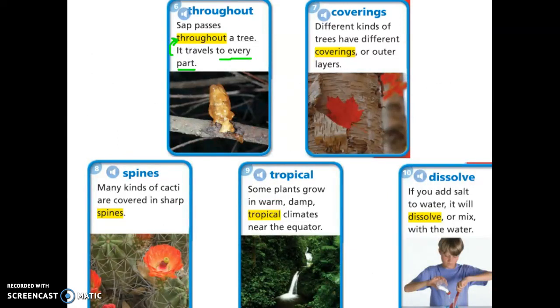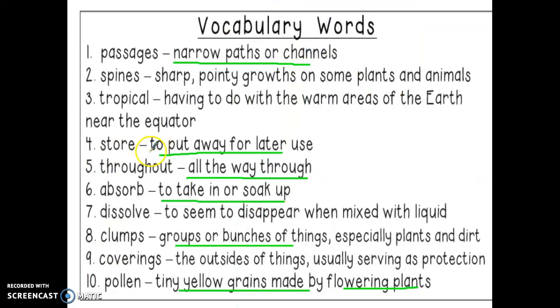Coverings. Different kinds of trees have different coverings or outer layers. Okay, or helps me understand that outer layers is a synonym for coverings. So coverings would be like the outer layer. And like in the tree here, the outer layer is the bark of the tree. Okay, so coverings: the outside of things, usually serving as protection. So the outer layer, or the outside of things, are the coverings.